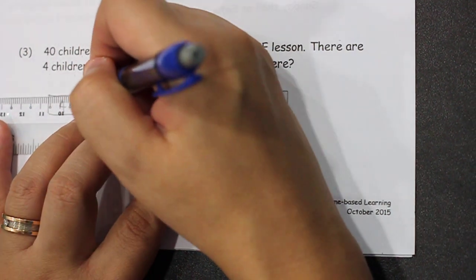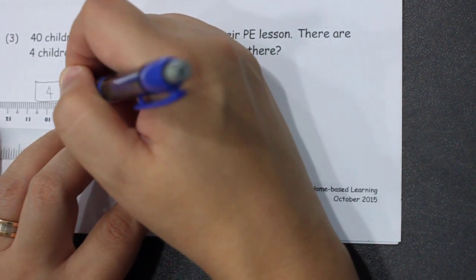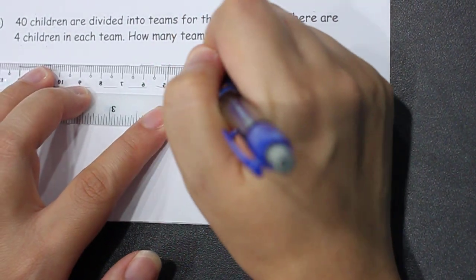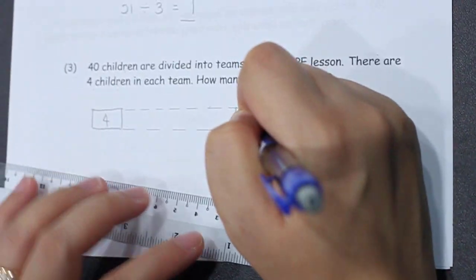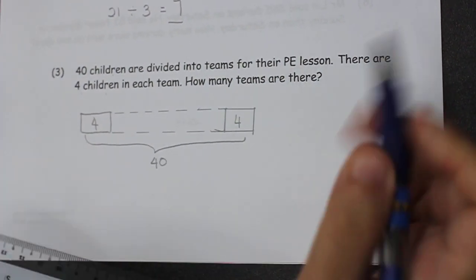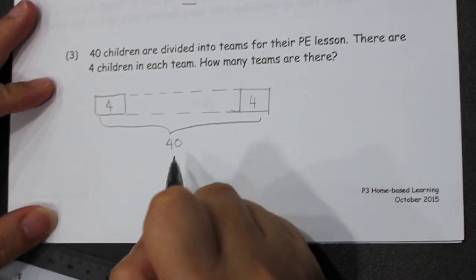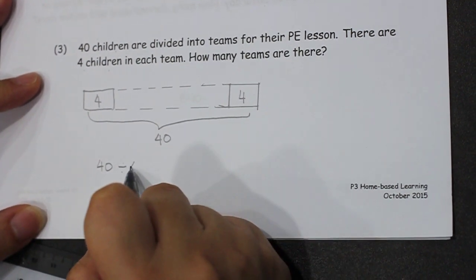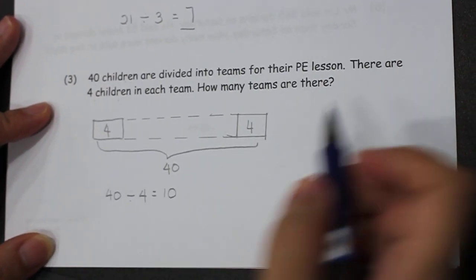And we are going to divide the children. We are going to group the children into 4 in a group. But we do not know the number of teams. And there's a total of 40 children. From this model, we know it is a grouping model, and we want to find the number of teams. So we have 40 children, and we group them into groups of 4. So therefore, we will get 10 teams.